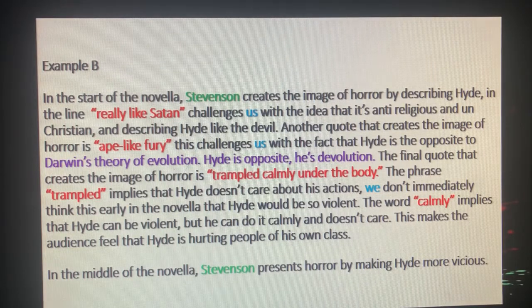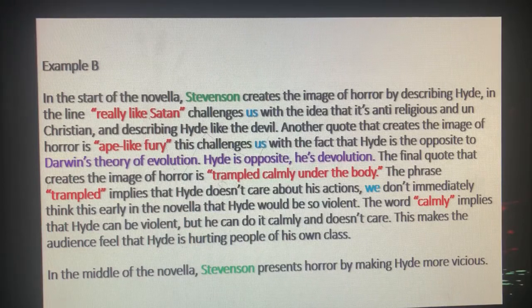The final quote that creates an image of horror is "trampled calmly under the body." The phrase "trampled" implies Hyde doesn't care about his actions. We don't immediately think this early in the novella that Hyde would be so violent. The word "calmly" implies that Hyde can be violent, but he can do it calmly and doesn't care. This makes the audience feel that Hyde is hurting people of his own class.